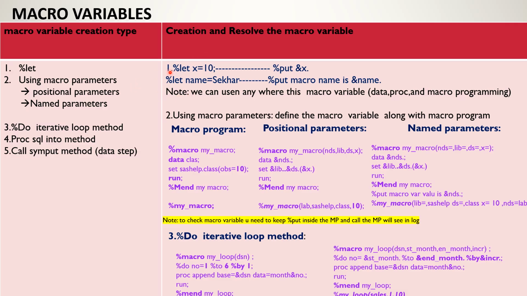In the same way, %LET name = Sekar. Here also we created the macro variable name. To see the value inside the macro variable, we call it using %PUT &name. The text we can write as anything, so I just wrote %PUT macro name is &name. In the log window it will show: macro name is Sekar.